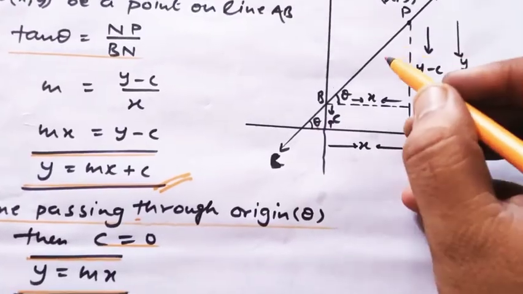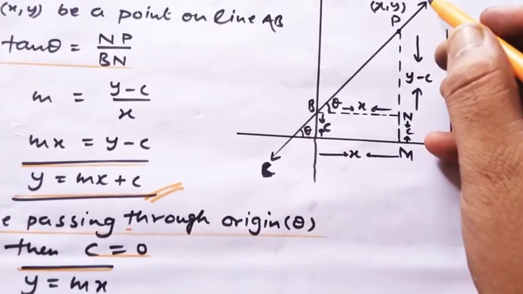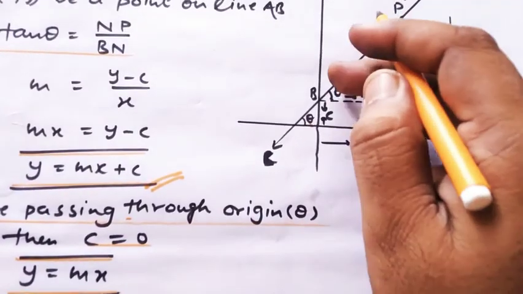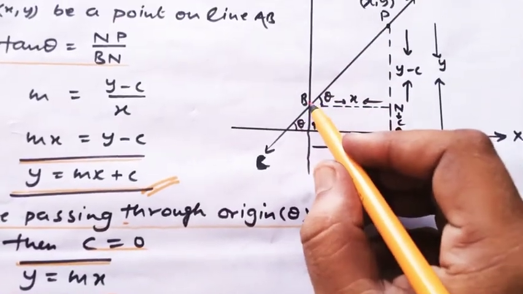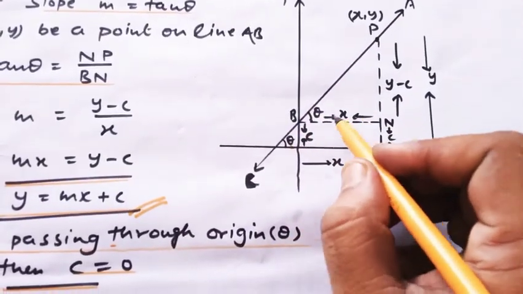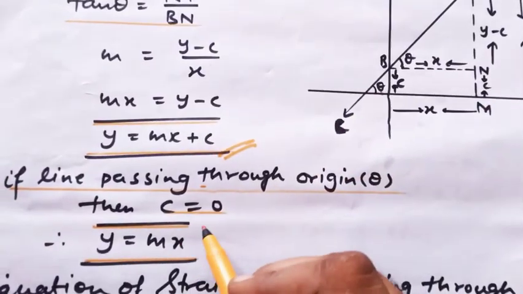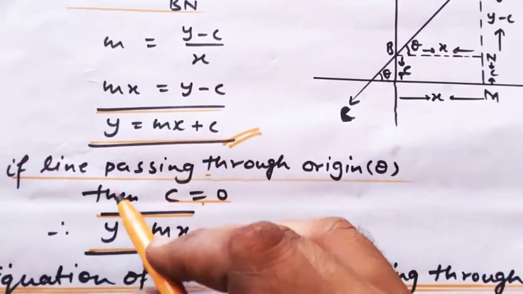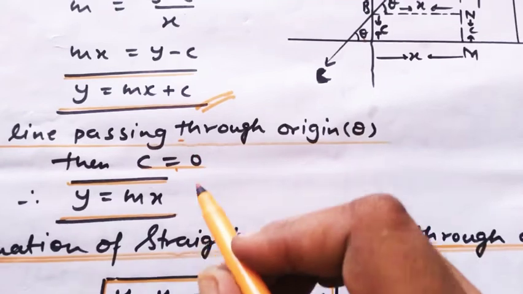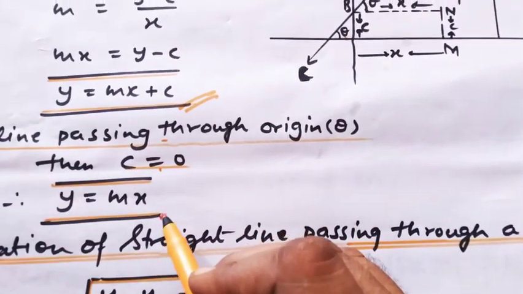If this line passes through the origin, then c becomes 0. There is no intercept from the y-axis if the line passes through origin. That means c is equal to 0. If we put c equal to 0, then we get the equation y is equal to mx, which is the equation of a line which passes through the origin.